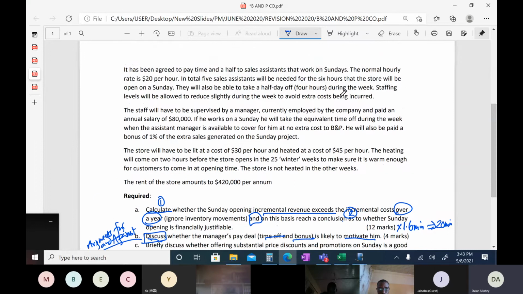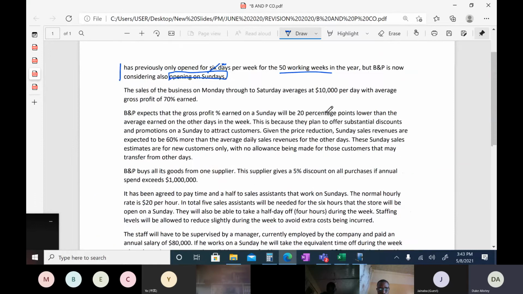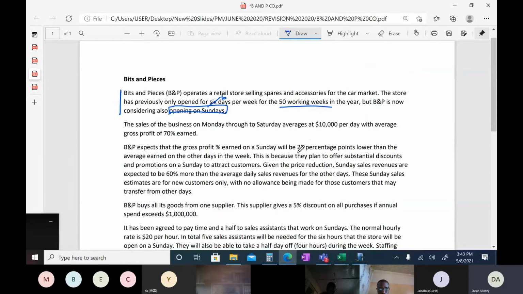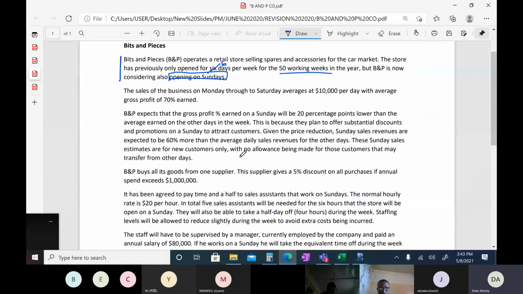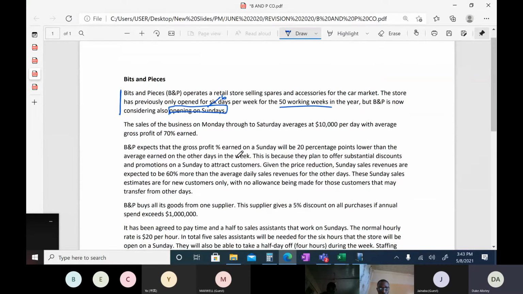So let's go and read incremental revenue, incremental. So an application of relevant costing principles, particularly in the area of further processing, and we'll see how it is. Now, it says, let's start reading again. It says, they operate a store selling spare parts and accessories for the car market. The store has opened for 6 days, 50 weeks, but they are now considering opening on Sundays.